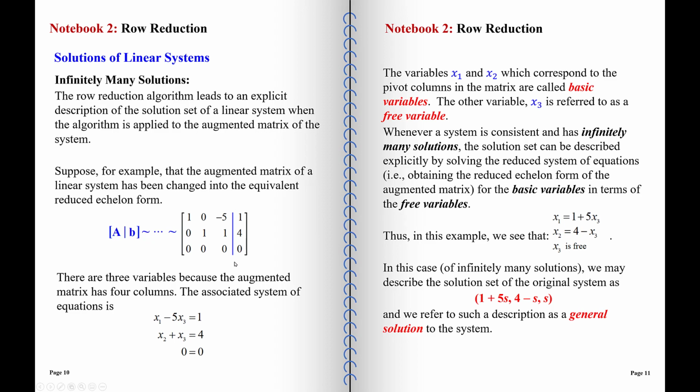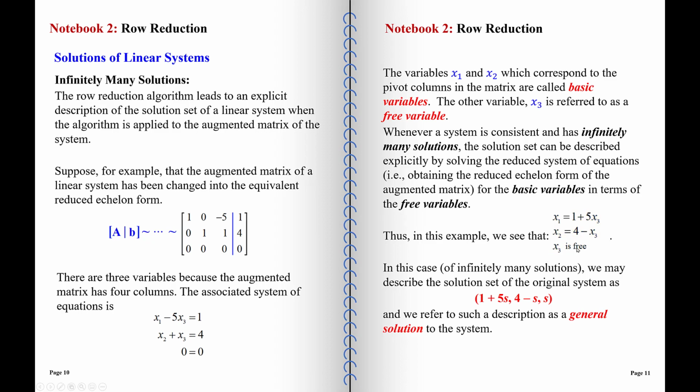So now, when you look at this system down here, you want to solve for the basic variables in terms of the free variables. In this equation, I will solve for x1 in terms of x3. There's only one free variable in this case. I will solve the second equation for x2 in terms of x3. Doing so yields the following. x1 is 1 plus 5x3, x2 is 4 minus x3.